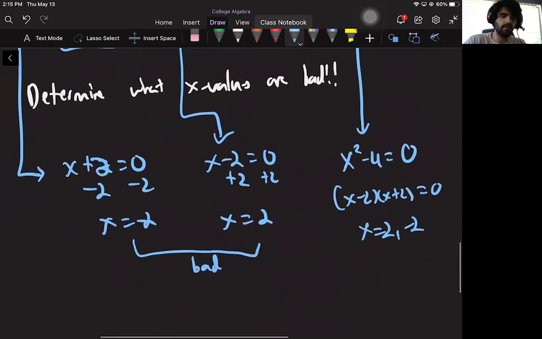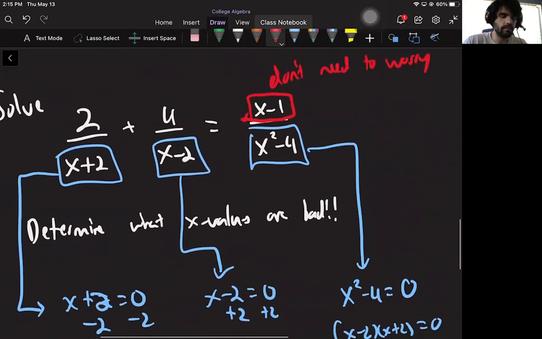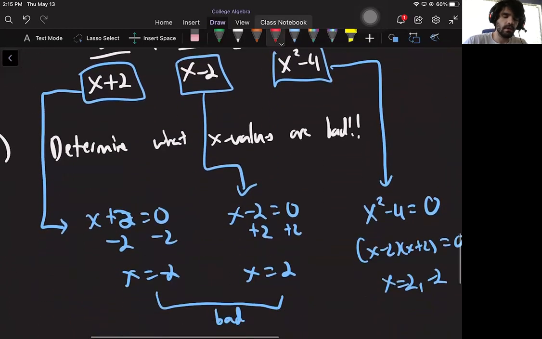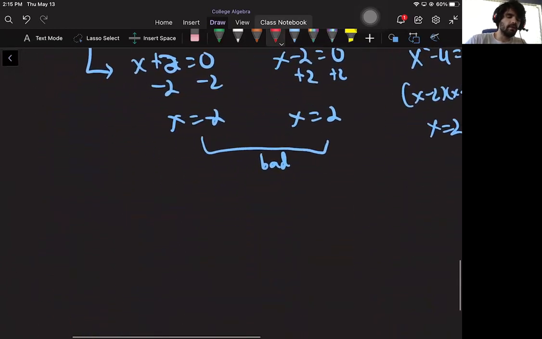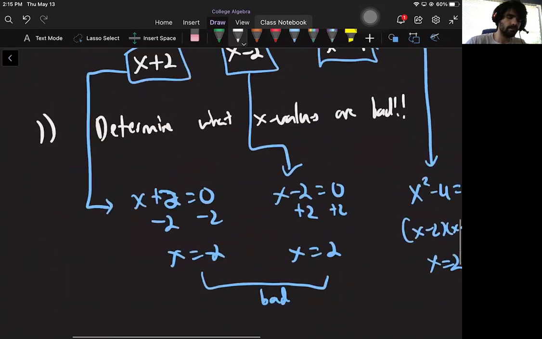Now, I only have to worry about dividing by 0. So 0 is perfectly fine on the top, so there's no need to set this equal to 0. It's perfectly okay to have a 0 on the top of a fraction. You just can't divide by 0. So I don't need to worry about that x minus 1. Okay, so now that I've noted all the bad x values, I can simplify by getting a common denominator.